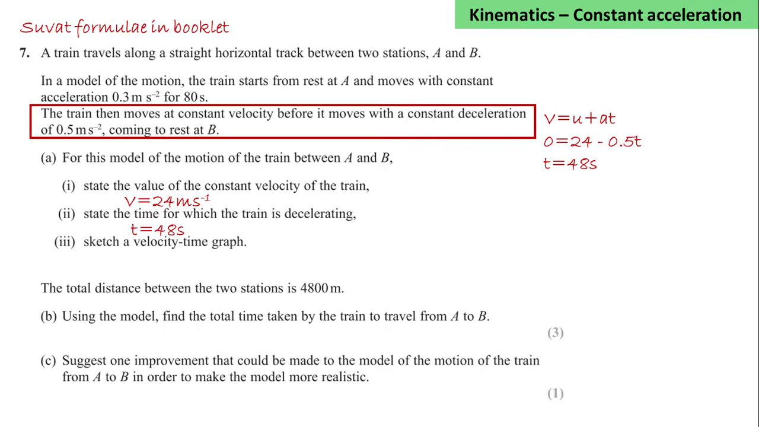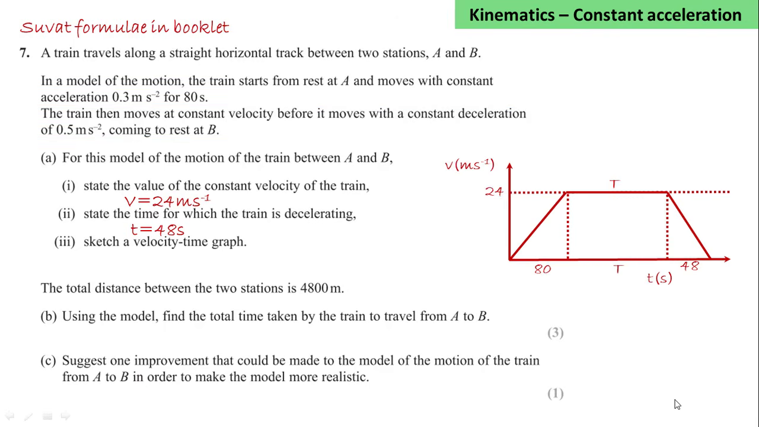We then have to sketch a velocity time graph. So we have the velocity on the vertical axis, the time on the horizontal axis. Here we have a period of initial acceleration for 80 seconds, reaching a velocity of 24. We have a period of constant velocity, 24, and then finally 48 seconds decelerating at 0.5 meters per second squared.